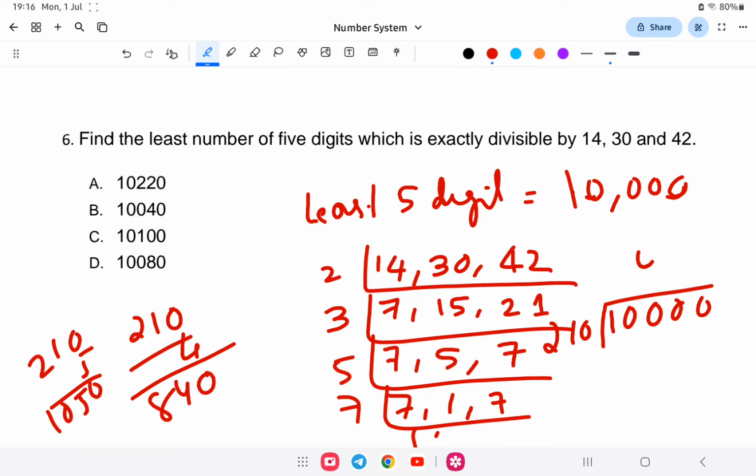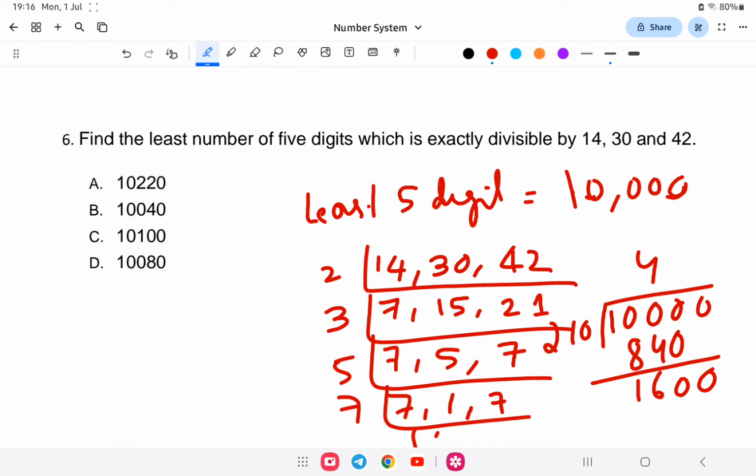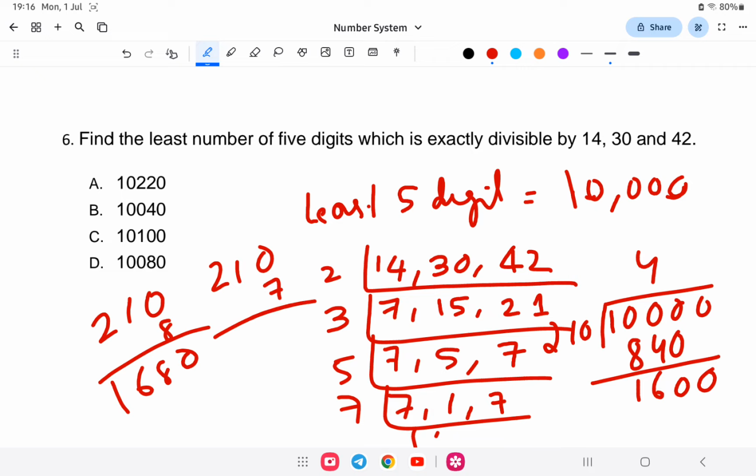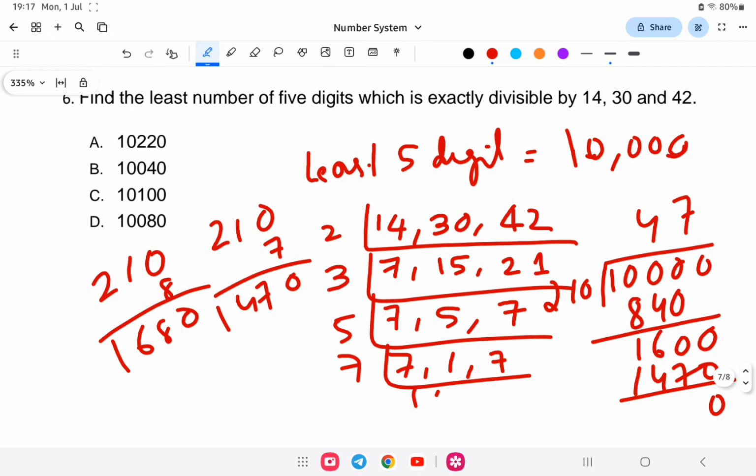210 times 5 is 1050, so 210 times 4 is 840. Then 1600, so now 1600 divided by 210 gives 7, because 7 times 210 is 1470. Then 1600 minus 1470 is 130, so the remainder is 130.